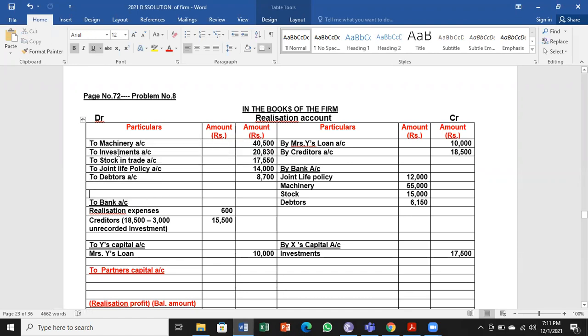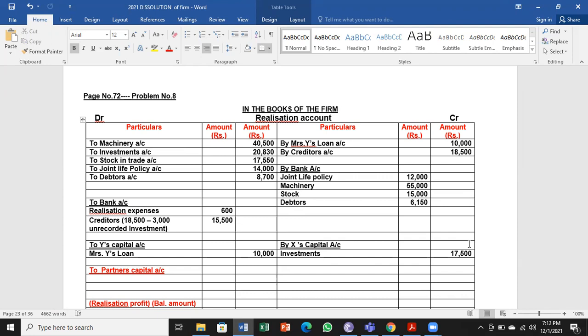There are 5 assets earlier. So machinery debit, machinery credit, investment debit, investment credit, stock debit, stock credit, debtors debit, debtors credit. So nothing is left. All 5 assets were there. 4 are converted into cash and 1 has been taken over by one of the partners. So we'll go for totaling now of the assets that has been converted into cash. How much is the money therein?